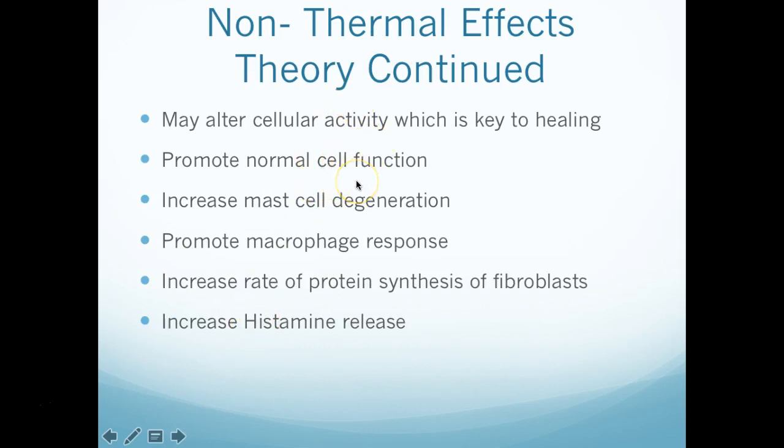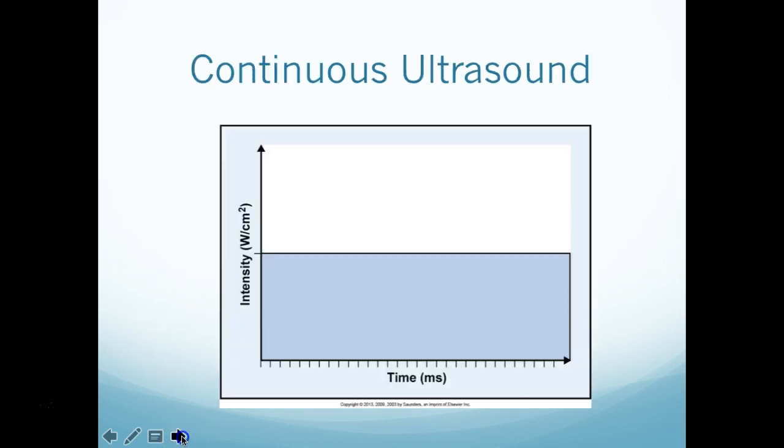Other non-thermal effects, it can alter that cellular activity. We've already talked about this with diathermy a little bit, which is a key to healing. You get that normal cell function, increased mast cell degranulation, you promote that macrophage response, the rate of protein synthesis of the fibroblasts changes, and you get the increased histamine release, which is what you want for tissue healing. Okay, so we're going to stop there, and we'll talk about continuous on the next video.